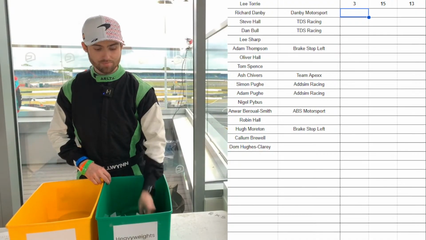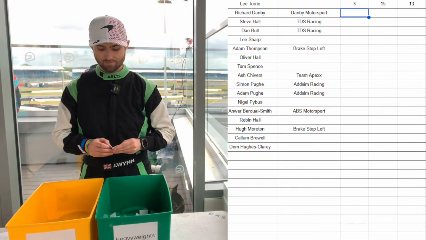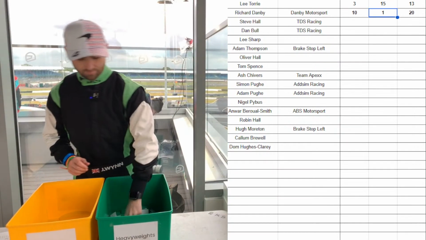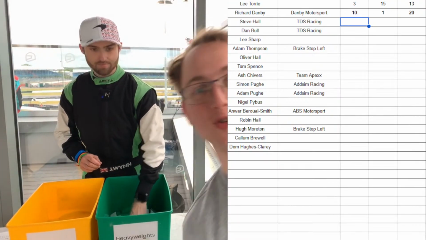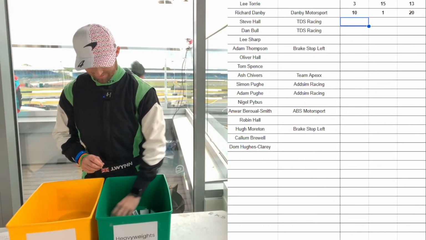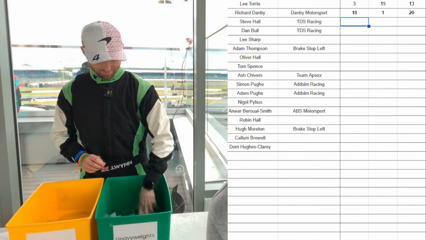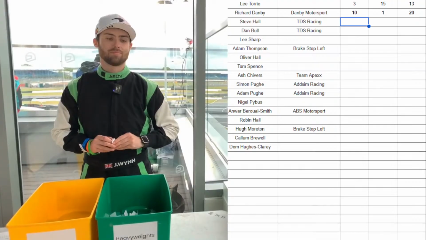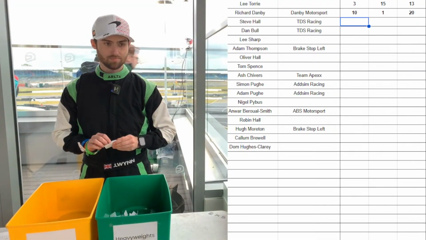Then next up we have Richard Danby. The father of Thomas Danby, who's racing in the lightweight class. Richard is starting in 10th position. So that's for your first heat. Then you've got pole position. You're right at the front for heat 2. And then you've got your back start, 20th place right at the back for heat 3. So you've got the extreme ends of the grid there. Then next up, we've got Steve Hall, who again is a series regular.